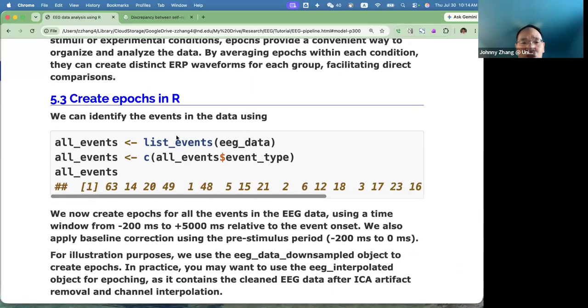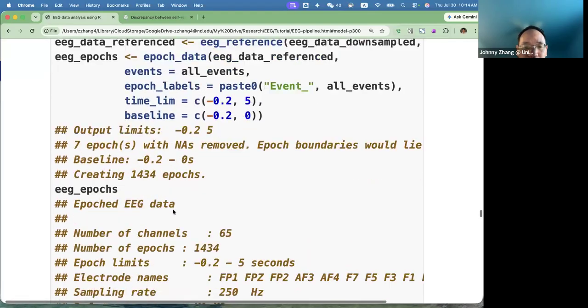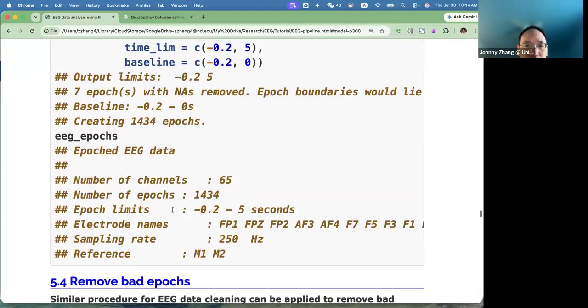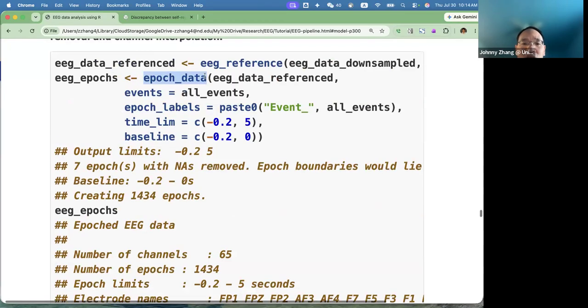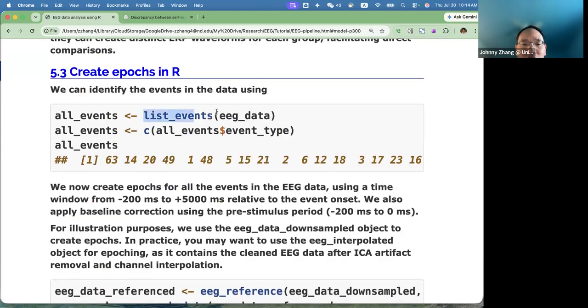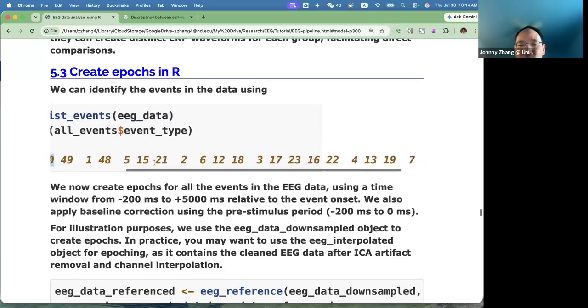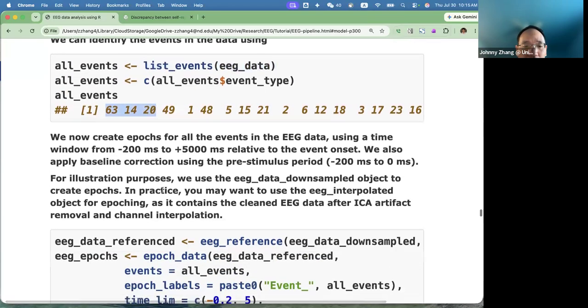So how do we create these epochs? To create the epochs, we can use this epoch data function. First we get our clean data set after ICA, and then we create epochs around each event. So we need to identify the events first. This is what I did: I get all the events from the EEG data. So this is all the events. I have in total, I think, 19 different events.